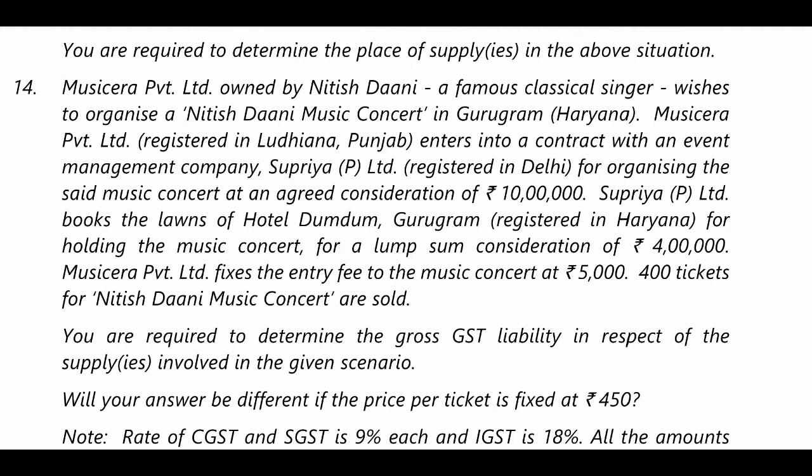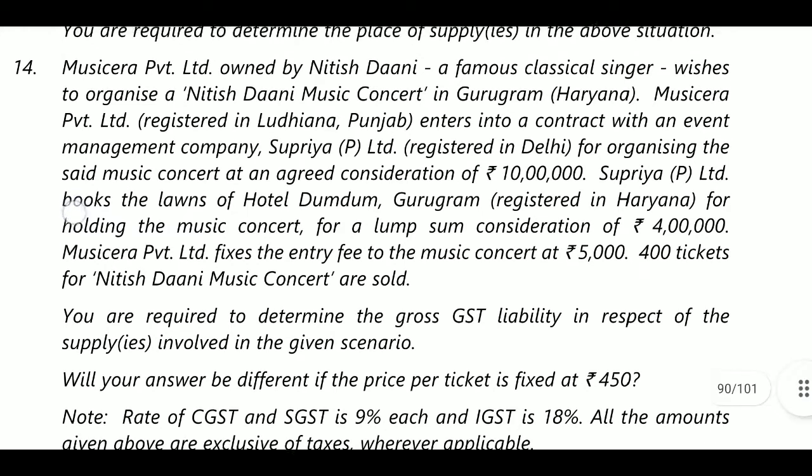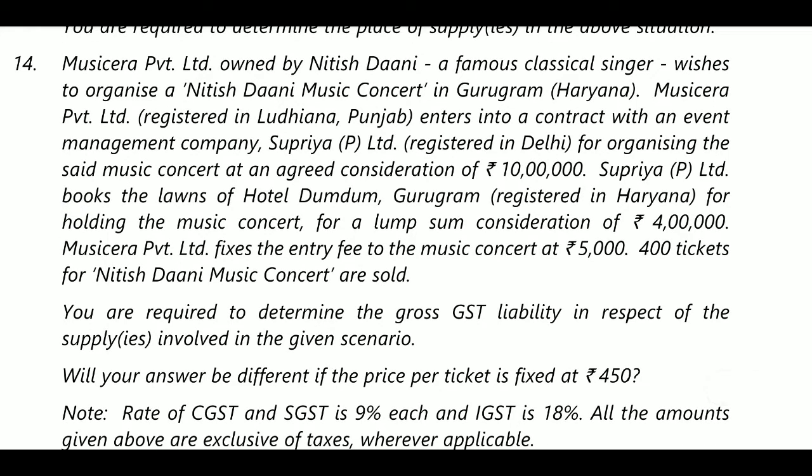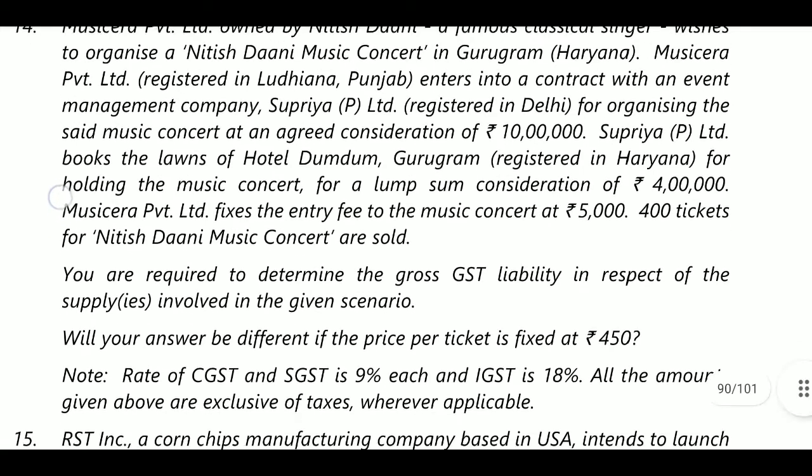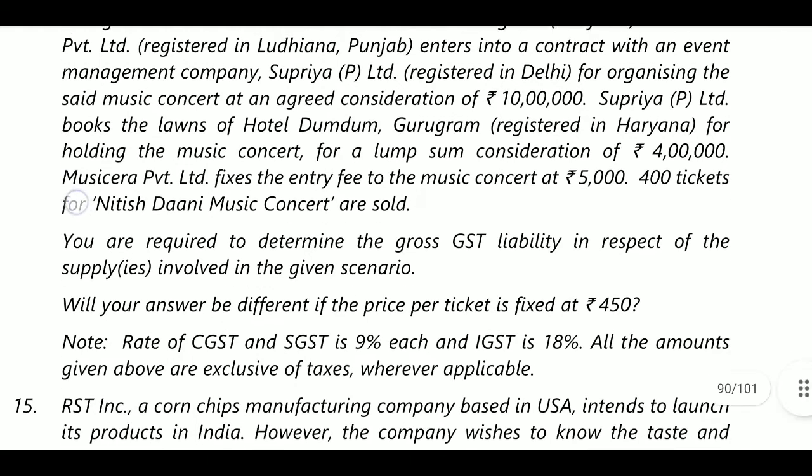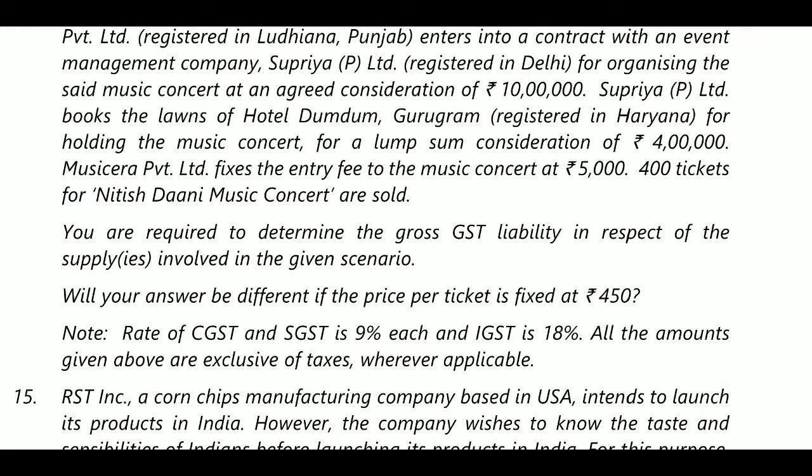Next, the admission entry fee for the music concert is 5,000 rupees, for 400 tickets, that is 5,000 into 400, so the amount will be 20 lakhs. Is this 20 lakhs taxable, in the hands of whom, with the location of supplier based on what, and at what tax rate will they pay the tax? You are required to determine the gross liability in respect of supplies involved in the given scenario.